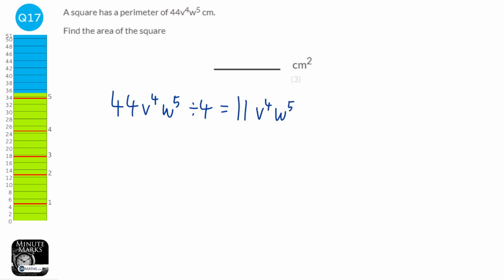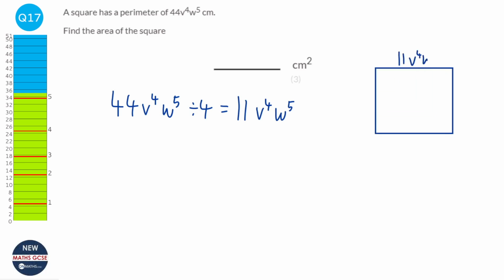Some people will try and do something with the v to the power of 4, w to the power of 5. But if you think about it, if I just draw out my square, if it's 11v to the power of 4, w to the power of 5 all the way around, when you add, you don't add the v to the power of 4, w to the power of 5. It's just going to be 11 lots, another 11 lot, another lot of 11, and another lot of 11. So it's 44 v to the power of 4, w to the power of 5 in total.